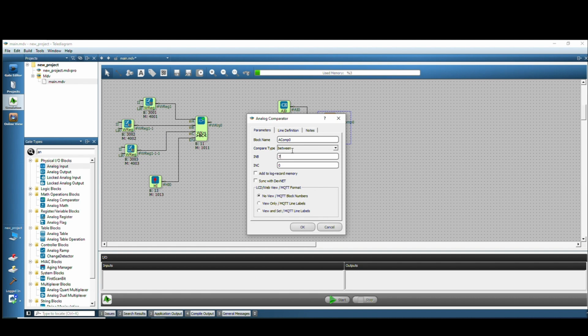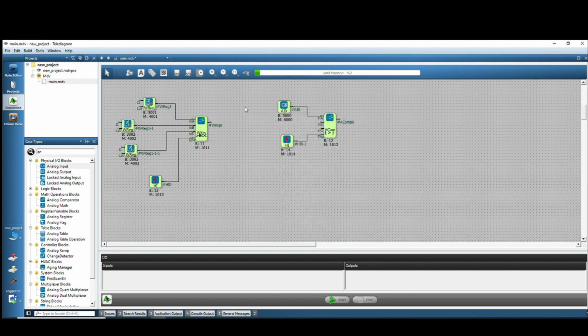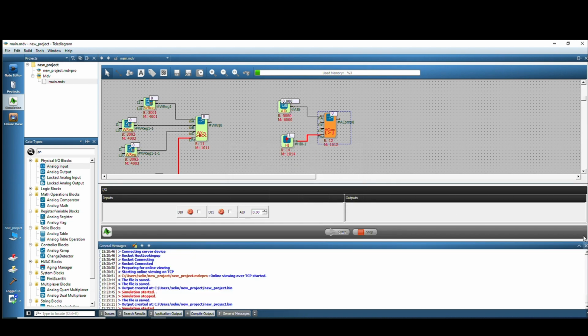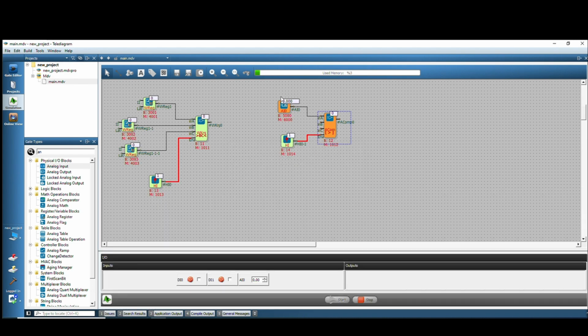Next, we also made an analog comparator. This time, the INB input, INC input, was deactivated. The reason is that it will compare with a value. We set the value at 7.5. Here we entered the value from within the block. There was no need to connect any block. Let's perform the comparison operation together.